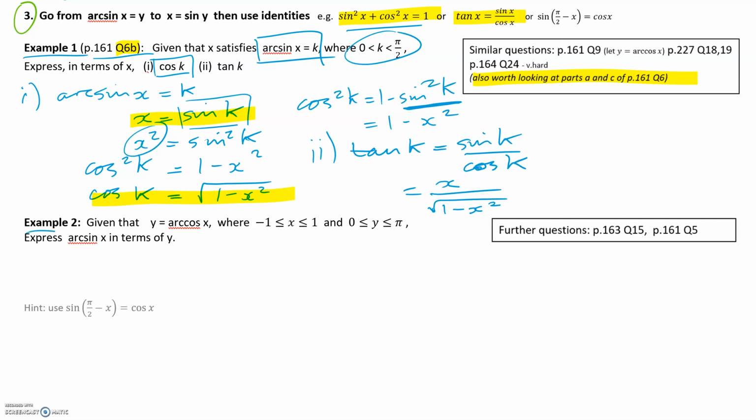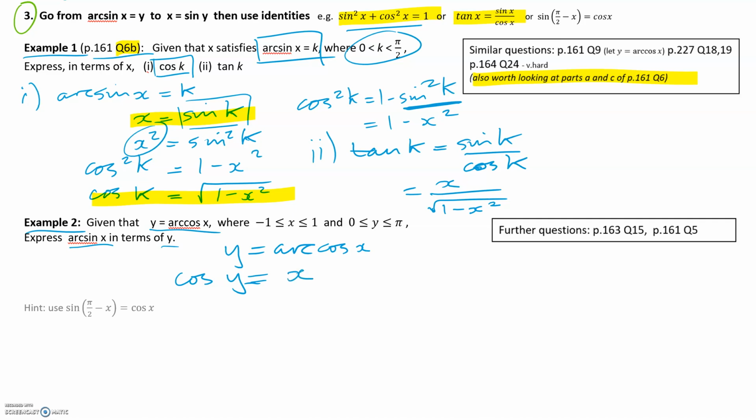Now we look at this second example. So it starts off in a similar way. You can see that you're given this, but this time you need to find arc sine x in terms of y. All right, so as we did above, it's probably a good idea just to write down y equals arc cos x, and then you want to do cos of both sides this time. So if we do cos y on the left, cos and arc cos will cancel, so that will give us an x there.